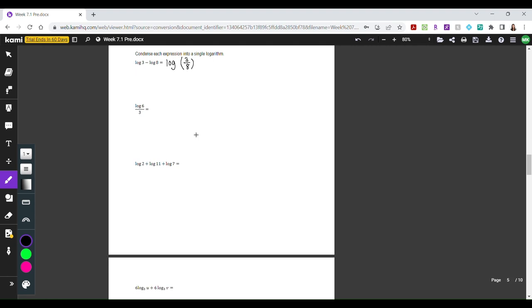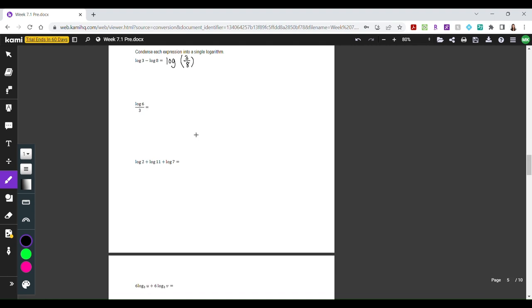Okay. Now for the next one, we have log 6 over 3. If I were to rewrite this, I would have 1/3 log 6. Now because this is to the side, if I were to condense it to a single logarithm, I'm going to put it up here as the exponent. So I would finally get log 6 to the power of 1/3. All right.